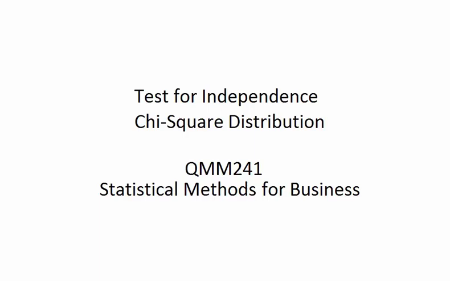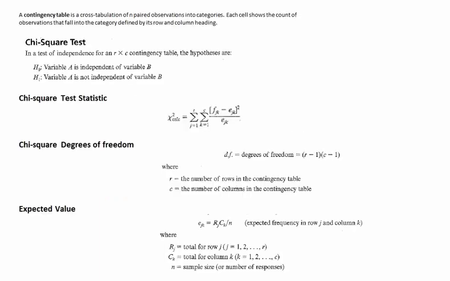In this video, we're going to look at a test for independence, which is chi-squared distribution. So the first thing we need to know for a test of independence is that a contingency table is a cross-tabulation of n paired observations into categories, and each cell shows the count of observations that fall into the category defined by its row and column heading.